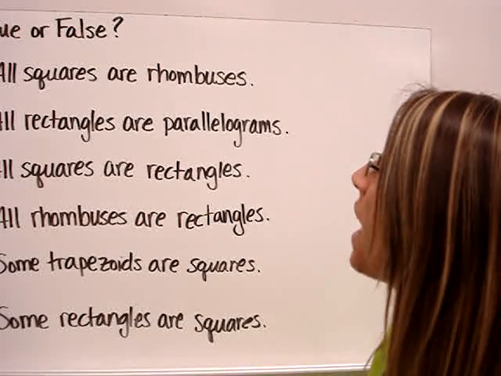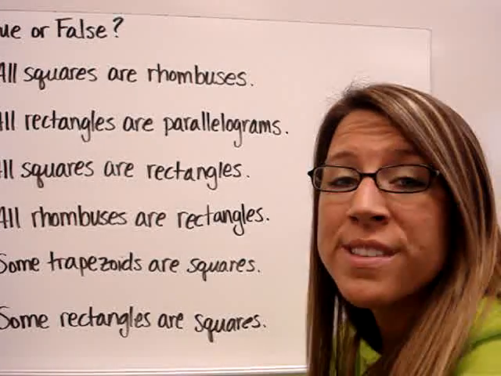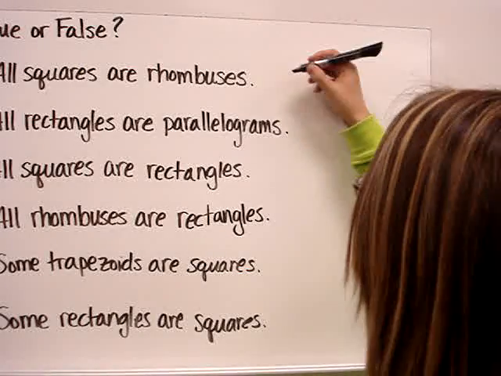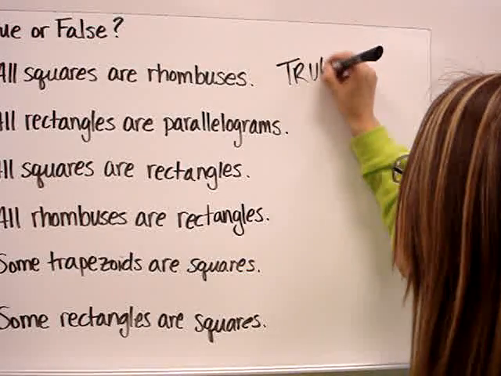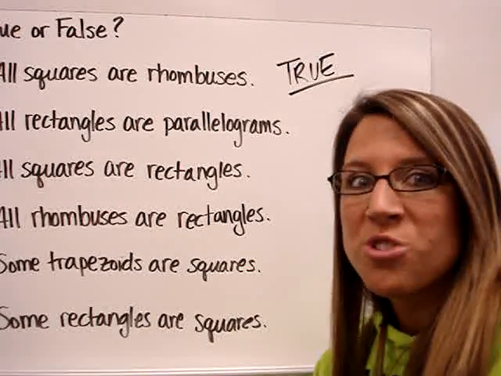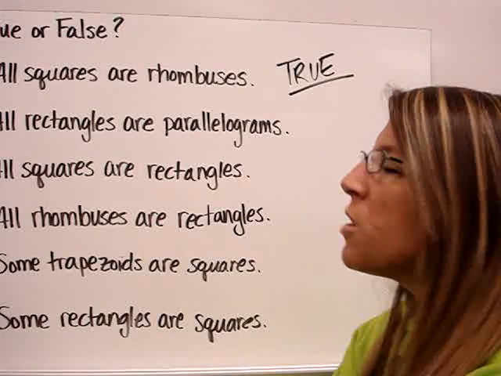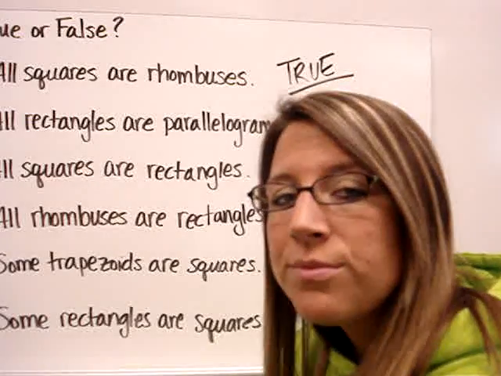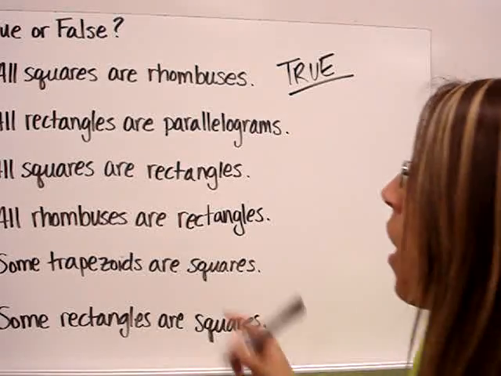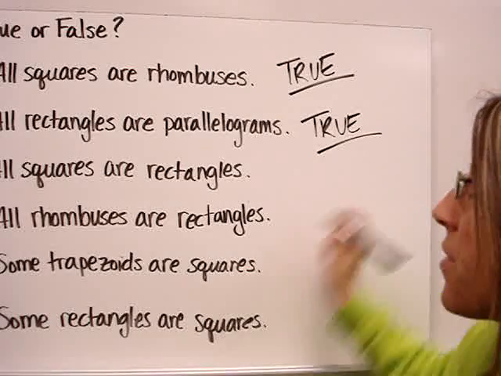Are all squares rhombuses? Well, squares have 4 congruent sides, right? And so do rhombi. So we're going to say this is true. You should be thinking through this with me, not just waiting for me to answer the question, right? All rectangles are parallelograms. Well, look back at your definition for rectangle. A rectangle is a parallelogram. So, are all rectangles parallelograms? Yes. This is true as well.